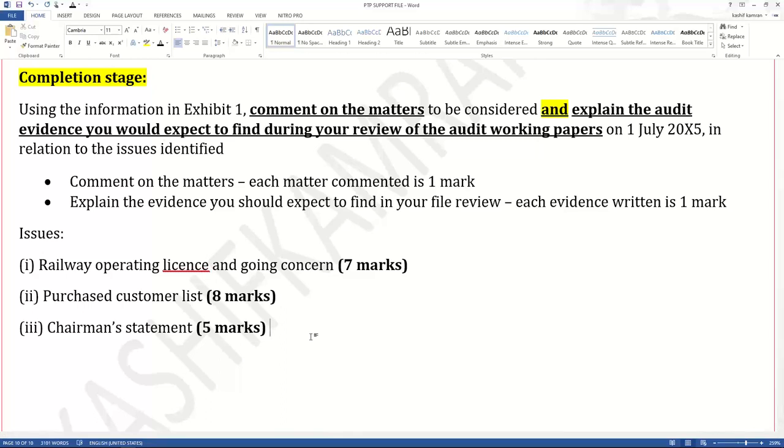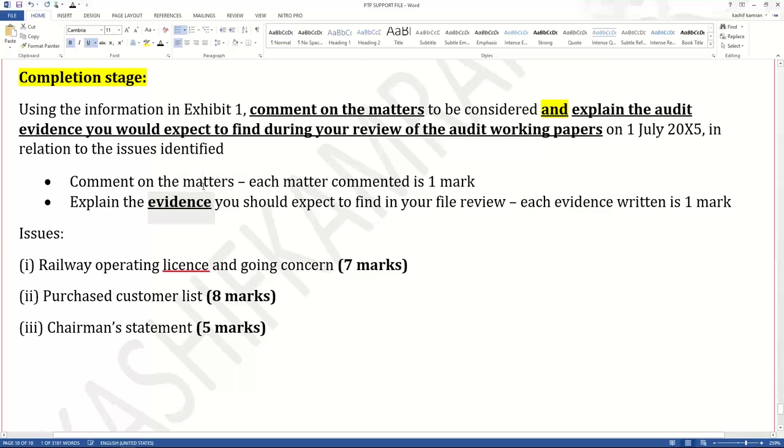Before I drill and tell you what comment on matters exactly mean, and before I tell you what exactly evidence mean, there are 2 terminologies to address. And I think I did touch upon comment on the matters yesterday, right? Okay, now come to the second requirement.